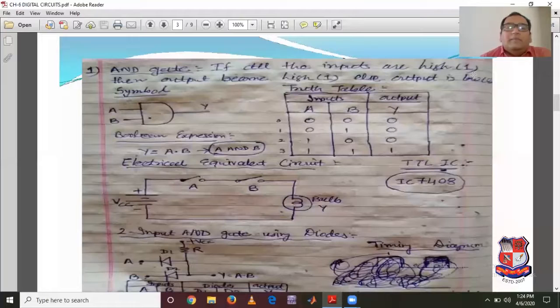So these are very simple definitions of AND gate. If all the inputs are at logic 1, the output is at logic 1. Else output is 0. It means output becomes logic 0. So this is the actual definition of AND gate. Now this is the symbol of the AND gate. Please draw it in your notebook. Symbol is like this.